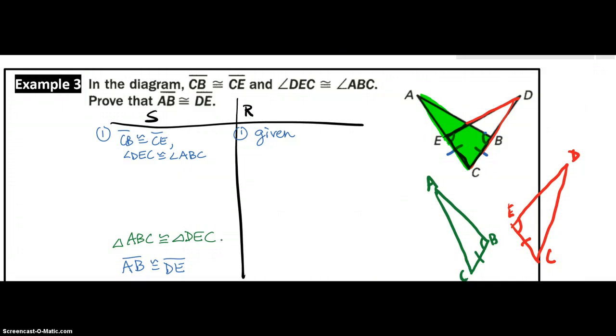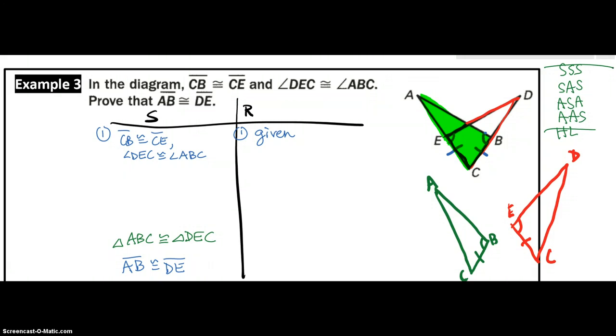5 ways to prove triangles congruent. Remember: side, side, side; side, angle, side; angle, side, angle; angle, angle, side; and hypotenuse, leg. We have an angle. We have a side. So we need another piece of information. This is not a right triangle, so we're not going to use hypotenuse, leg. We're not going to use side, side, side because we have an angle. So the question is, what else can we mark on these figures?